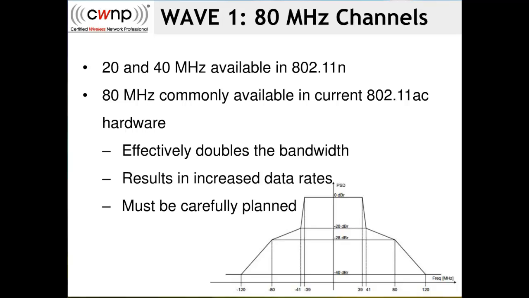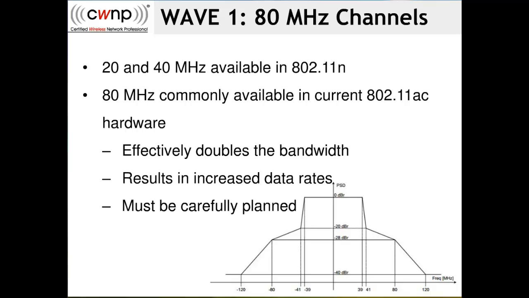And remember, on the previous slide, it was the requirement that if we're going to get to that 1,300 megabits per second, we're going to need an 80 megahertz channel to do it. So you can't deploy with 40 megahertz channels and get 1,300 megabits per second. You have to deploy an 80 megahertz channel in order to accomplish that. And that's what we see here.